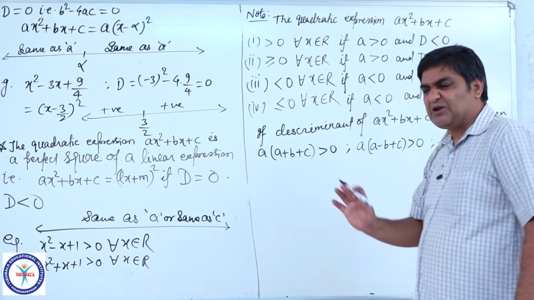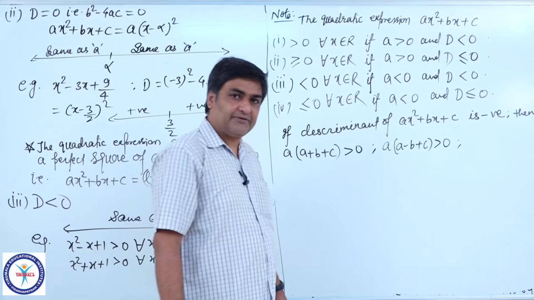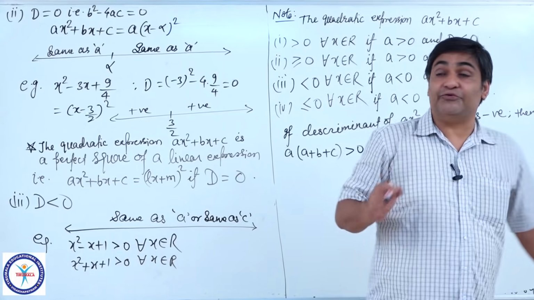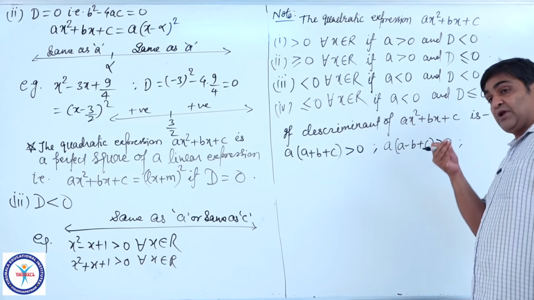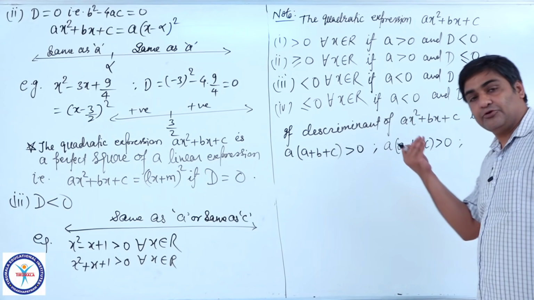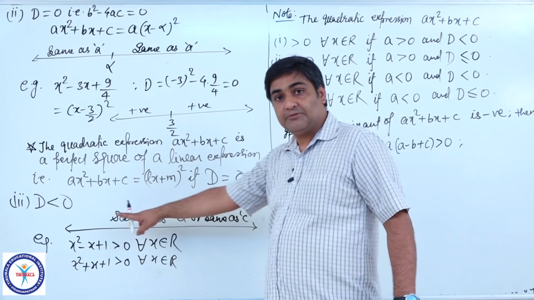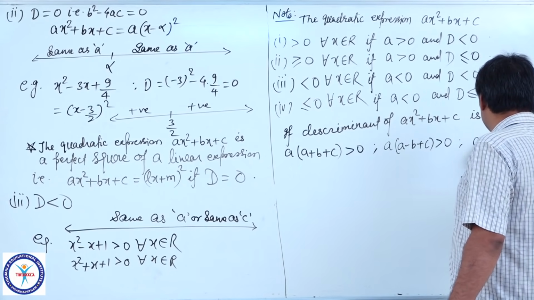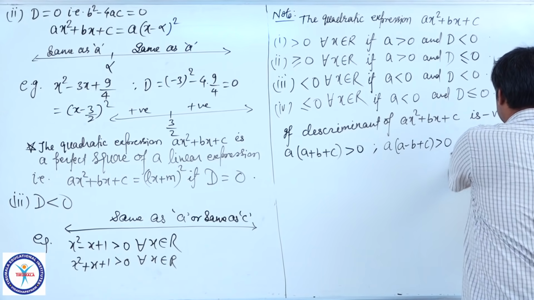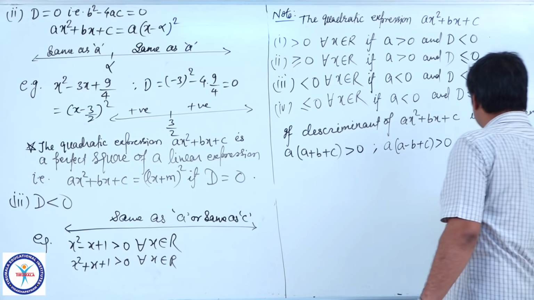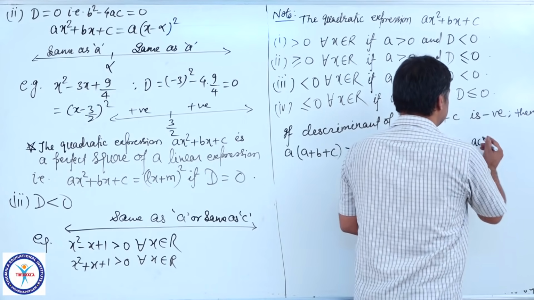Now, you can put any value of x. If we put x equal to 0, then it is c. For x equal to 0 also, the sign should be the same as a because the discriminant is negative in this case. So we can say that ac is greater than 0.